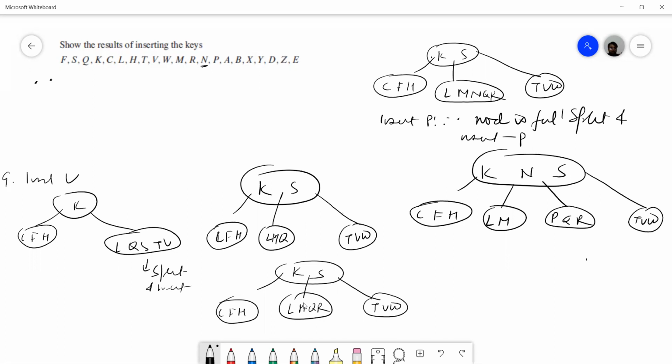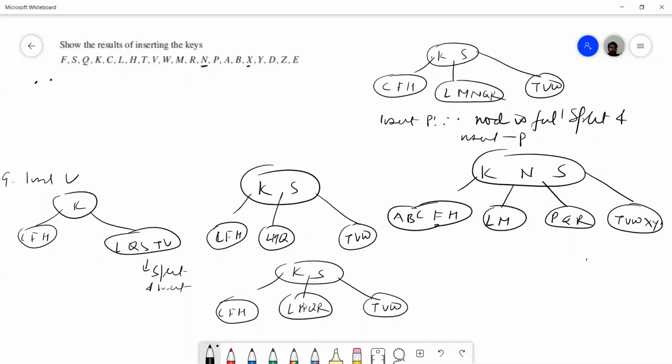And then we have to insert A, so A will be inserted here in this node. Then we have to insert B, so B will also be inserted here only. Now this node is full. Then we have to insert X and Y. So X and Y will be inserted here: T, V, W, X, Y.